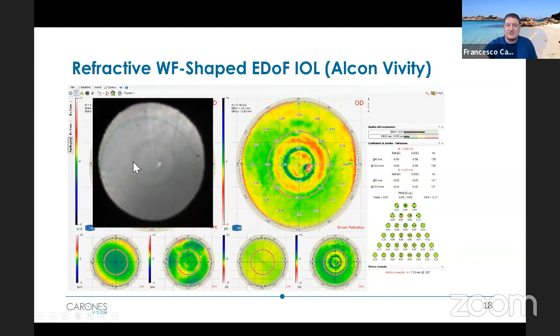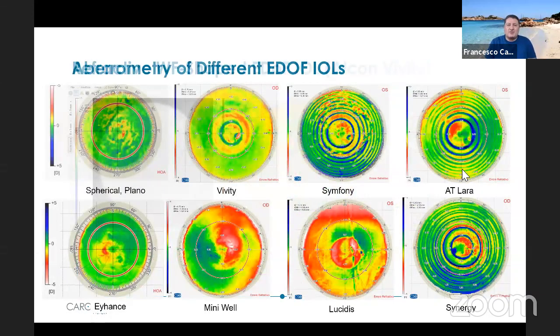And again, you see in this case how the retroillumination shows almost nothing. This is why this lens is so difficult to see at the slit lamp, but optically speaking, it does the job that it is supposed to do. So the aberrometry that we see in different IOLs is so amazingly variable, so amazingly different, but this may help you quite a lot in understanding why some of these lenses, and here I'm referring only to EDOF IOLs, are inducing more halos and glare than others.